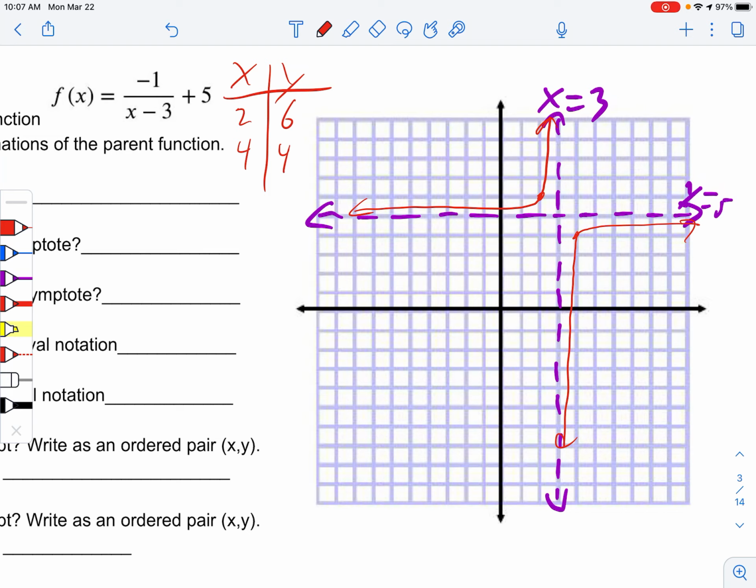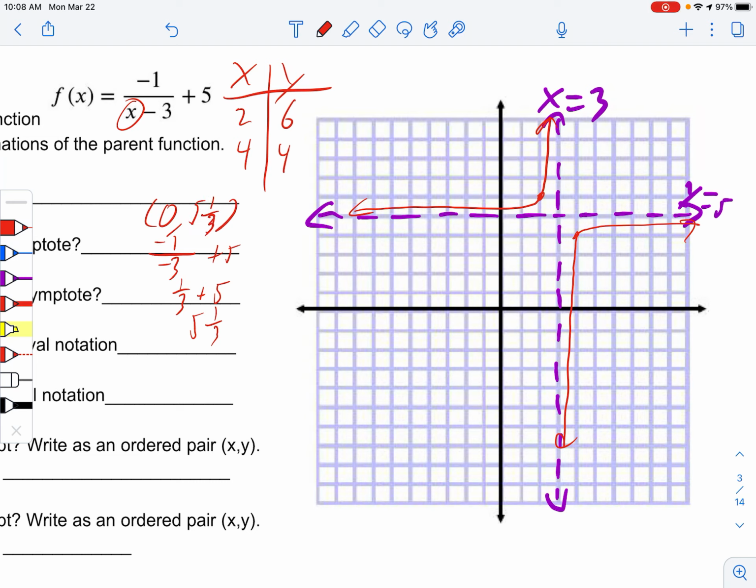So y-intercept is when x equals 0, so that's going to be 0 comma something. This is the easier one because you're plugging 0 in for x. So if we plug 0 in for x right there, we get negative 1 over negative 3 plus 5. Negative 1 over negative 3 is positive 1/3. You really got to be careful with the signs. And so that's 5 1/3. So our y-intercept is 5 1/3.